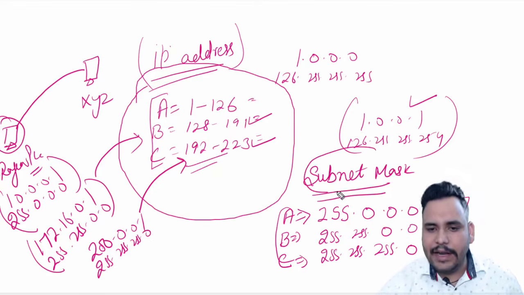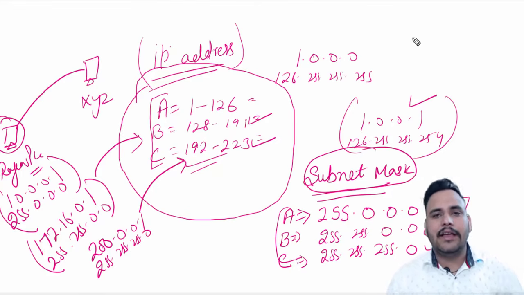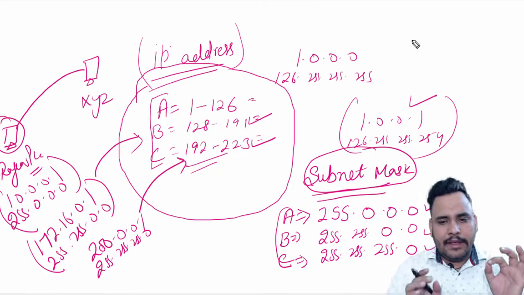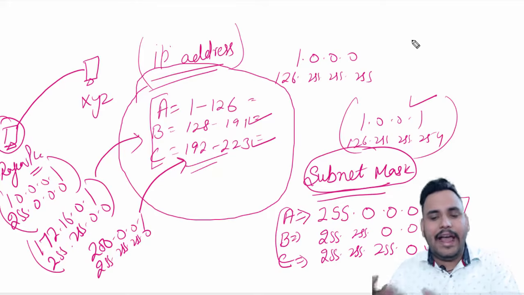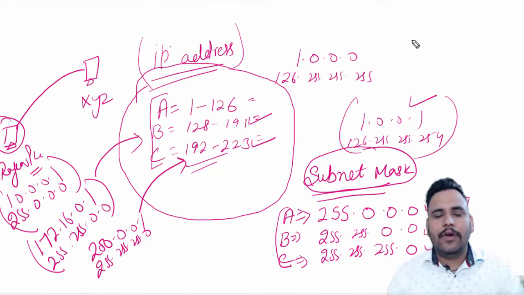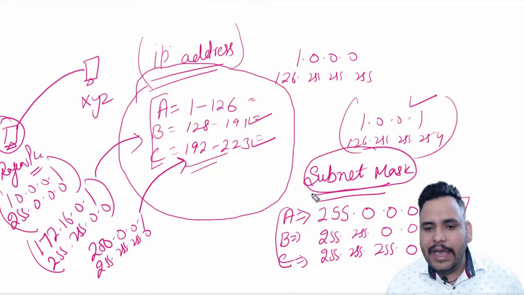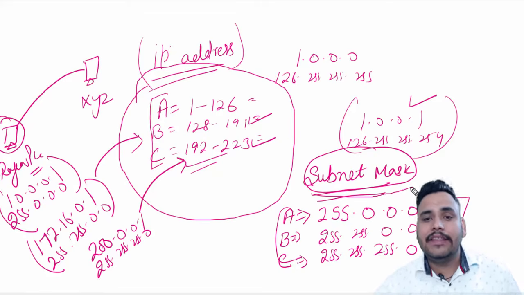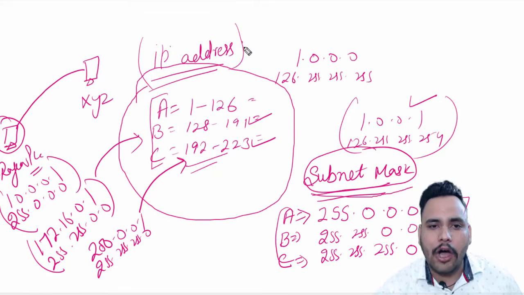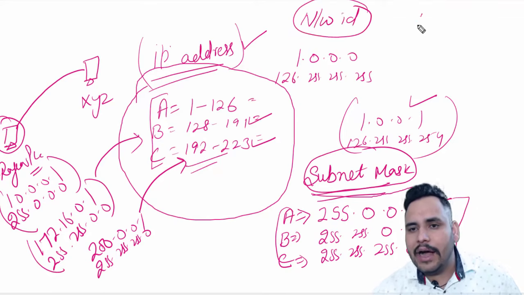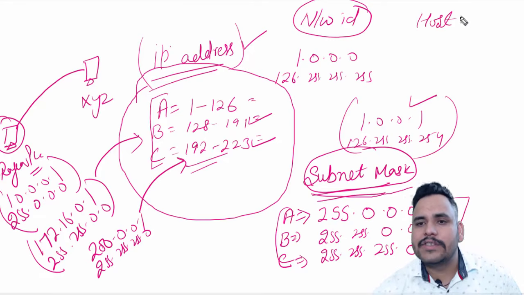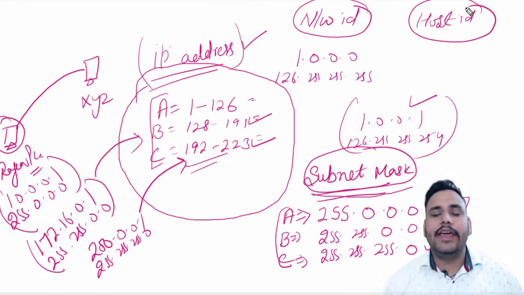So this subnet mask is an important part of our IP address. How? Because it has some key roles. What are the key roles? If we have a subnet mask, then we can easily tell from the IP address which part is my network ID and which part is my host ID. So with the help of the subnet mask, we can divide this.